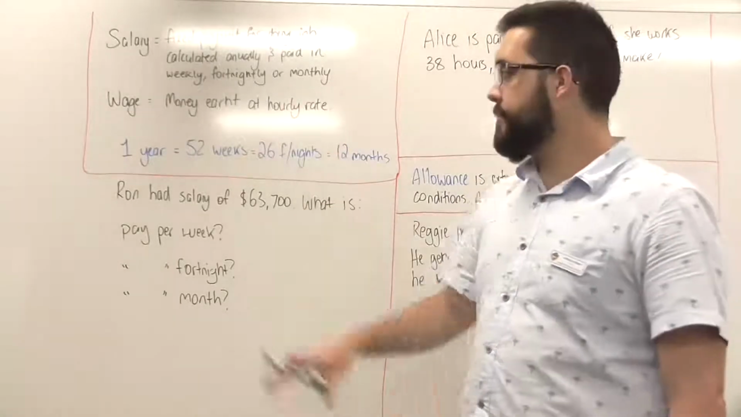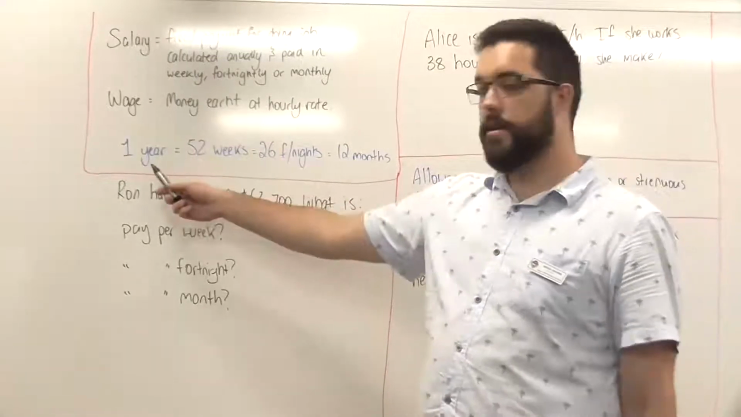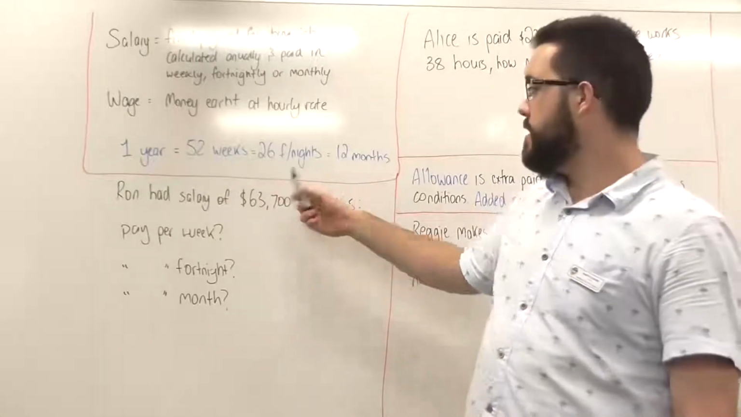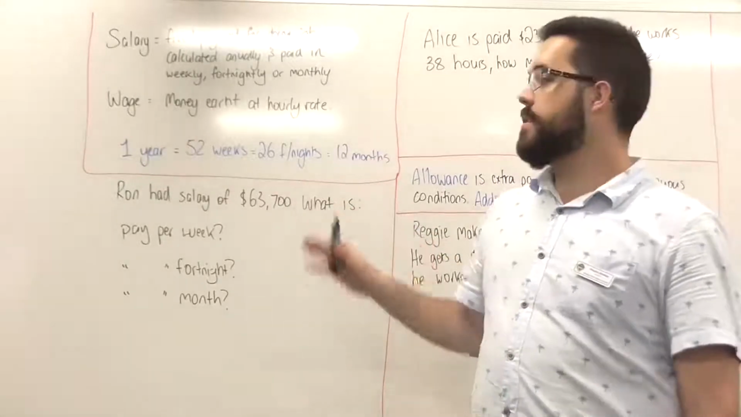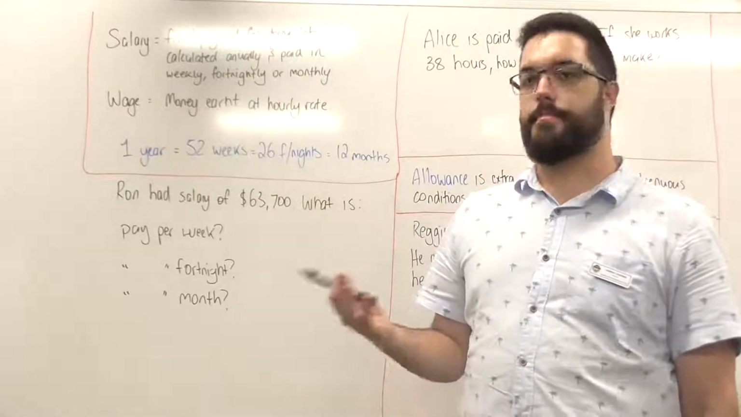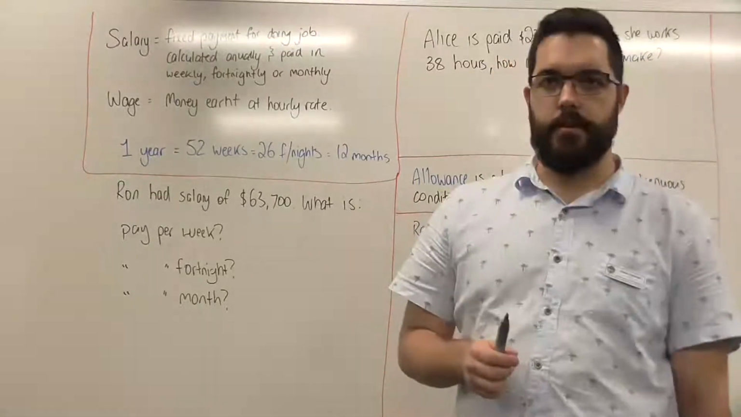So that's our wage. This is an important scale here to remember. Pretty simple stuff, but 1 year is 52 weeks, which is 26 fortnights, which is 12 months. So we use those things to pretty much deal with everything salary and wage, just aside from hours, obviously. So let's look straight down here at a salary question.